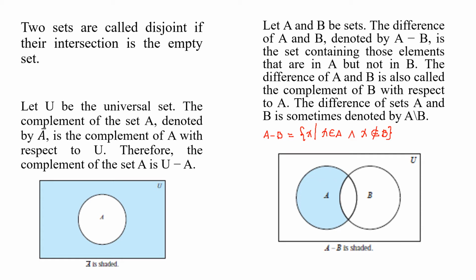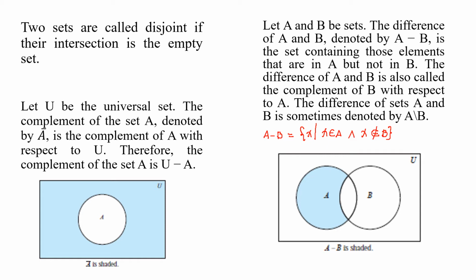So let's have an example. If we have a set containing 1, 3, 5, and another set containing 1, 2, 3, then if we get the difference between the set containing 1, 3, 5 and the set containing 1, 2, 3, the answer would be a set containing the element 5.